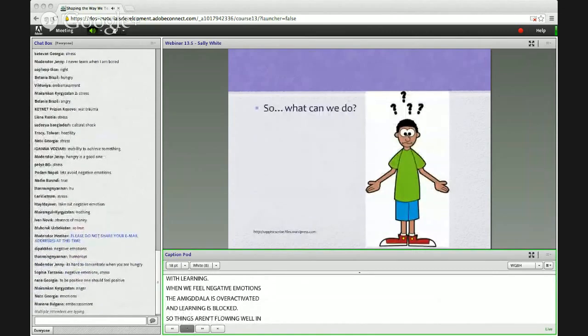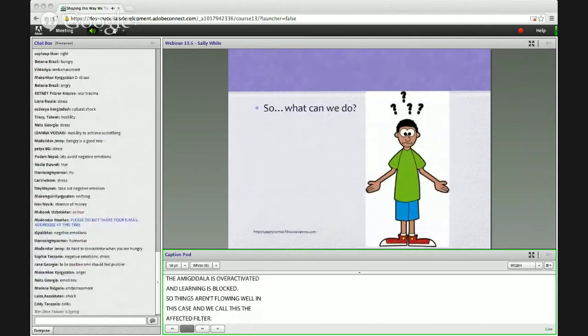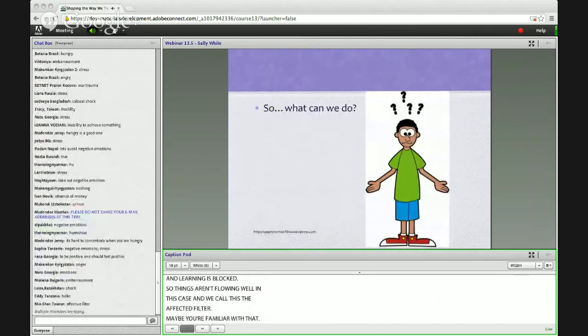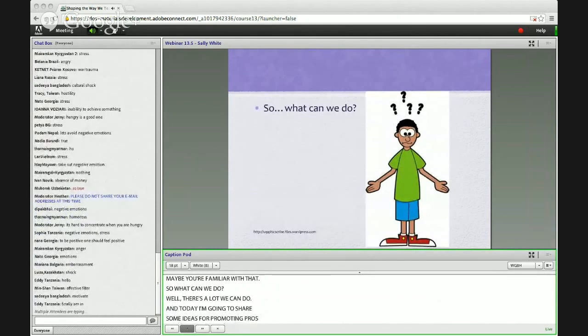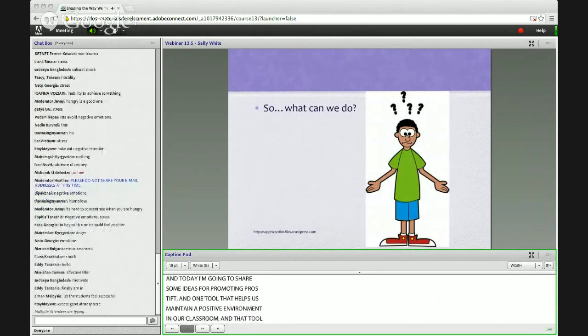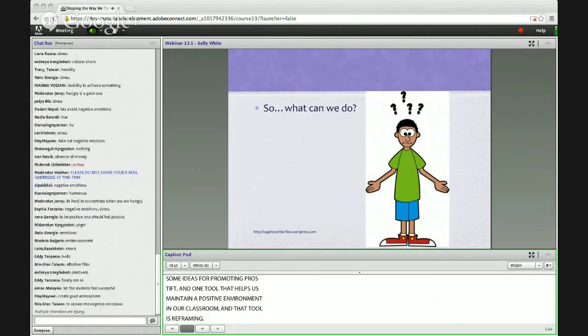So, what can we do? Well, there's a lot we can do. And today I'm going to share some ideas for promoting positivity and one tool that helps us maintain a positive environment in our classrooms. And that tool is reframing. So let's take a look at some examples and we can practice together.